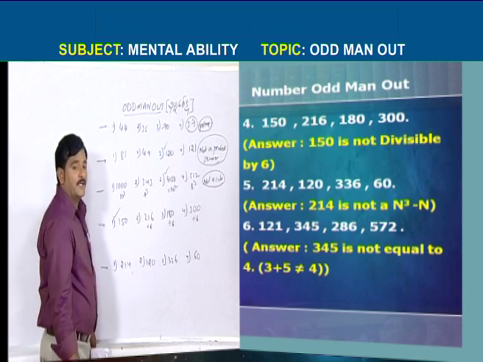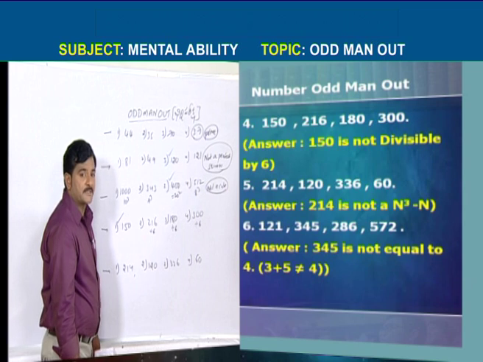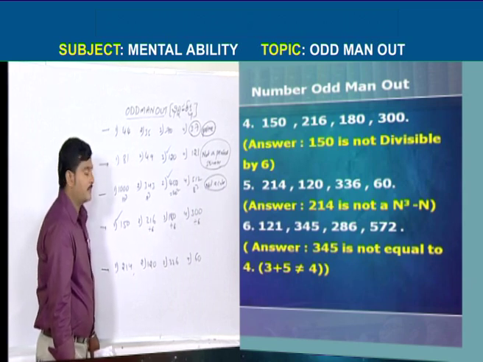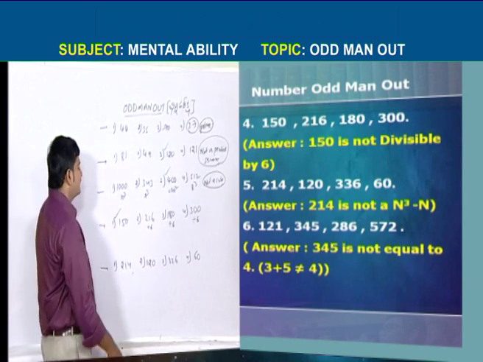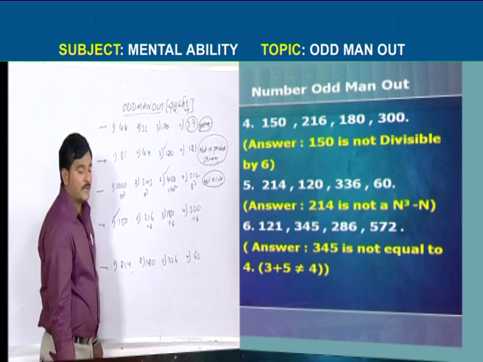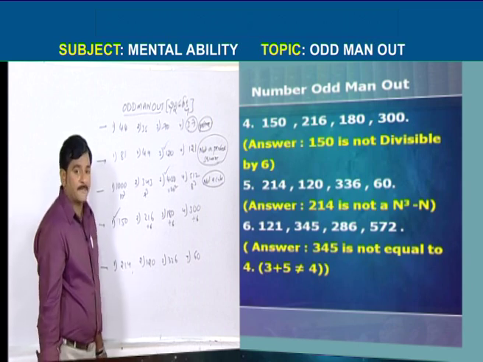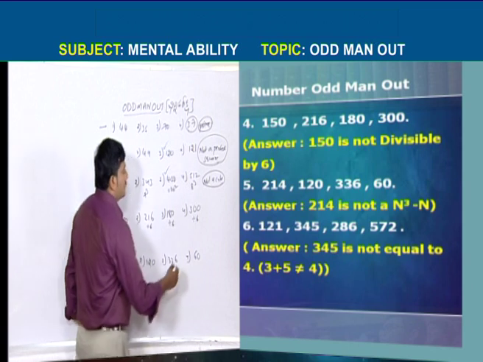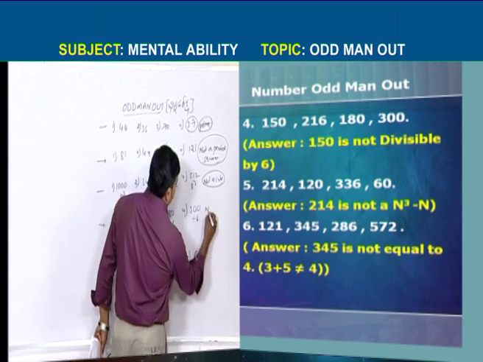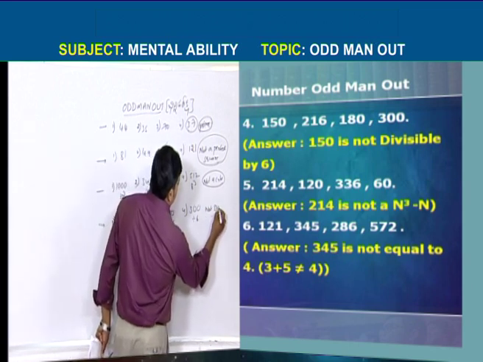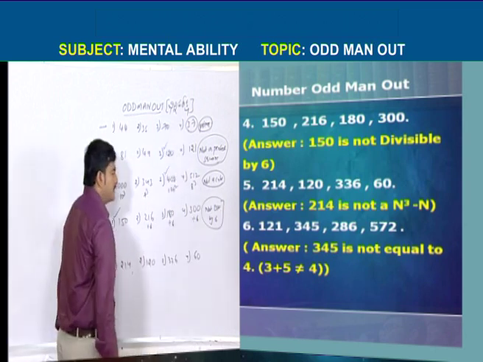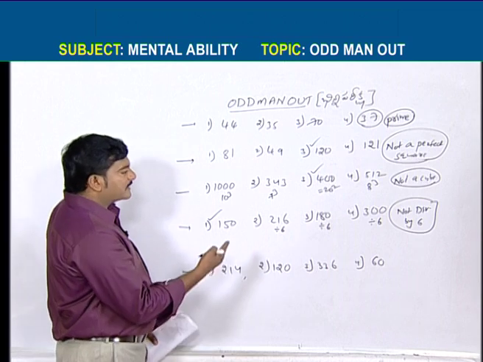Is 150 divisible by 6? No. 150 is not divisible by 6. Hence, the answer for this fourth question is the first option. The logic is not divisible by 6. I hope you understood the concept. That is also one kind of model.